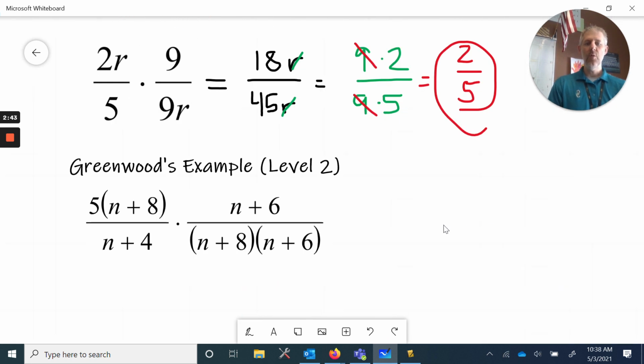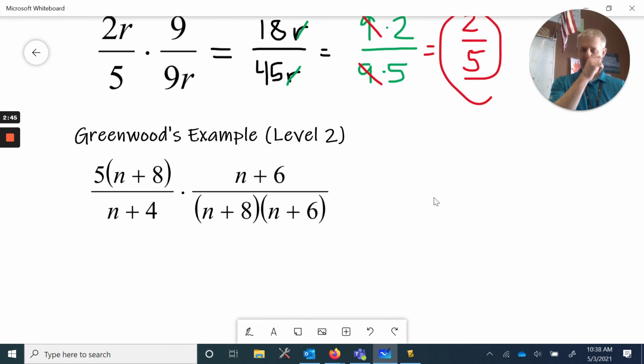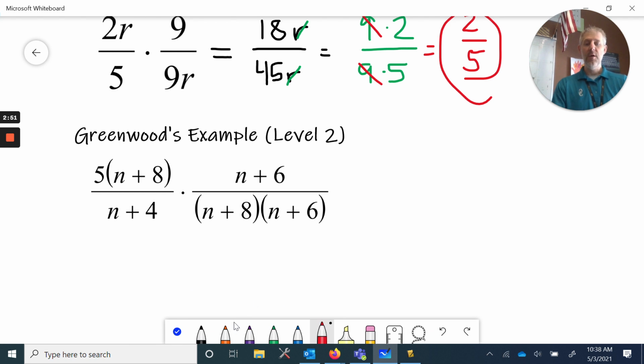Level 2, we're going to binomials here. But what we're looking for is, again, things that cancel. And these actually start out pretty simple as long as we follow the rules. So we can only cancel over multiplication, not over addition or subtraction. So anytime I see binomials and things combined with pluses or minuses, I'm going to group them together, put them in parentheses, and look for any common factors besides 1.